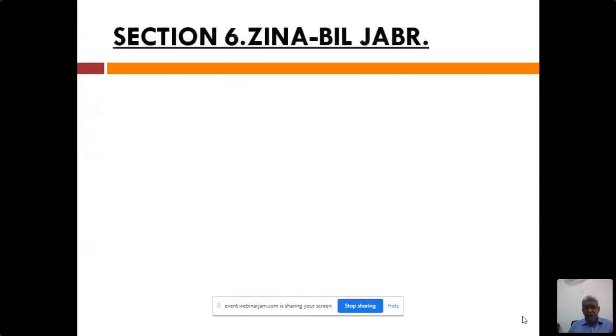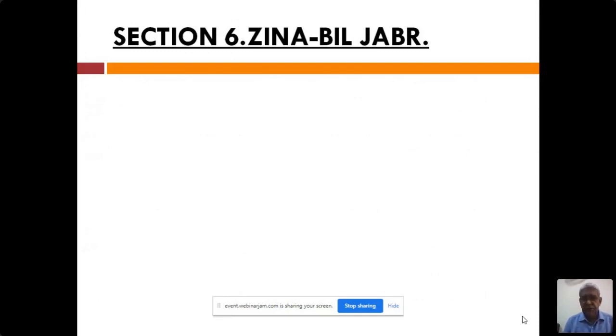Next comes section 6, which deals with Zina bil Jabr. Zina bil Jabr is equated with rape, which was described in the early part of the Constitution of Pakistan. There it was dealt with under section 375, the rape, but here it has been replaced with section 6 of Zina bil Jabr.